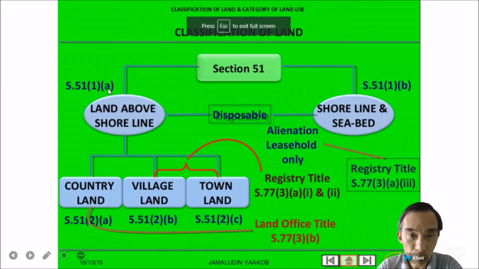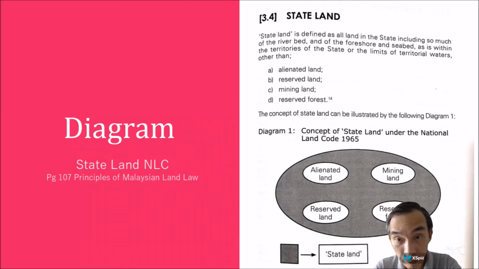So now we are talking about classification as in location, whether it is above sea level or below sea level, and above sea level there will be town, village, and country. In Sarawak it's called suburban. So now we go to what is called state land.